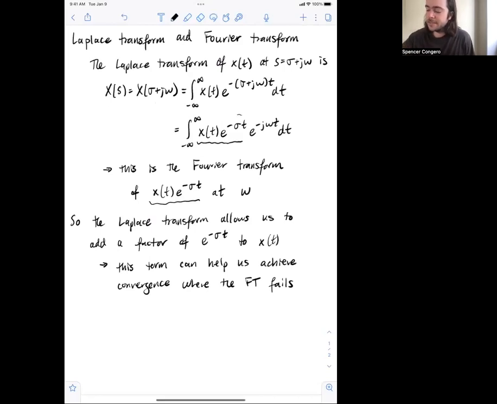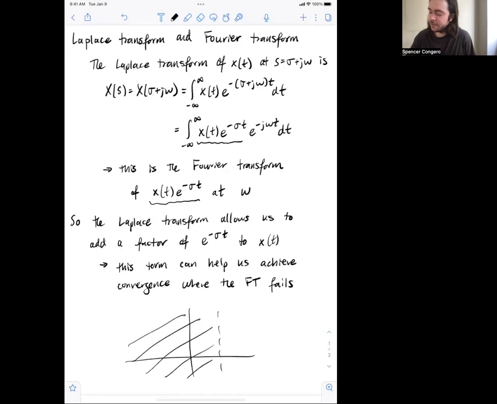Okay, so without this factor here, maybe the Fourier transform of x of t doesn't converge, but when I add that factor in, maybe now I can get convergence. Okay, and that's some of the intuition behind why a lot of our regions of convergence, actually all of them, are only going to depend on the real part of s. If I draw my complex plane here, it turns out all the regions of convergence are just going to depend on the real part of s.